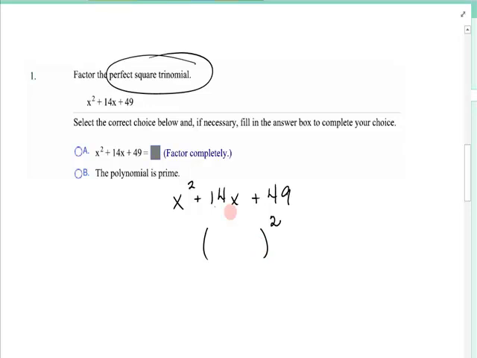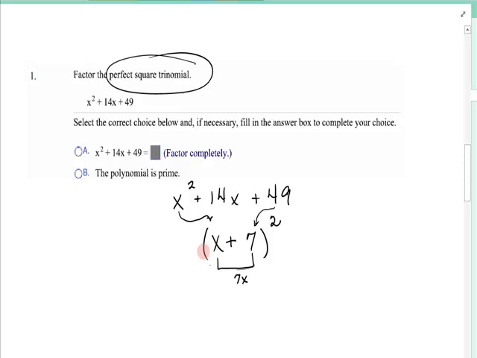To get what goes in there, take the square root of that. What do you have to square to get x squared? X. You're always going to take the sign from the middle. What do you have to square to get 49? 7. You just factored that polynomial. Check it. To get this term, x times x is x squared. Multiply them for 7x, double it for 14x. 7 times 7 is 49.